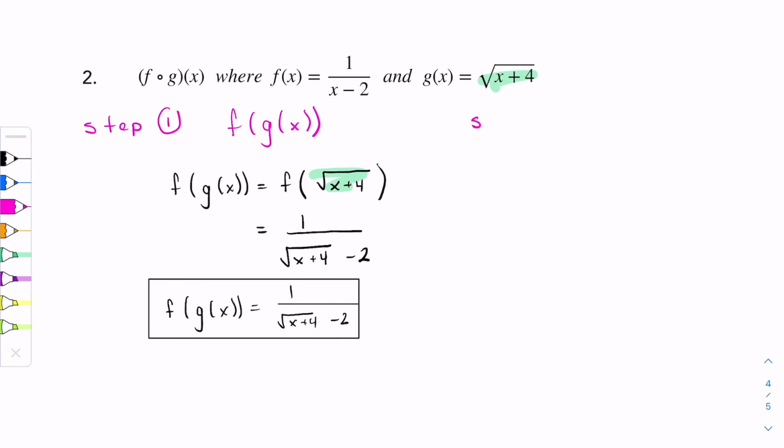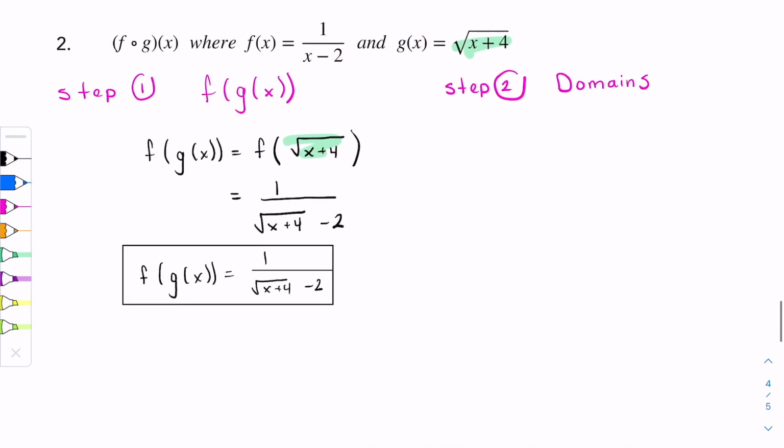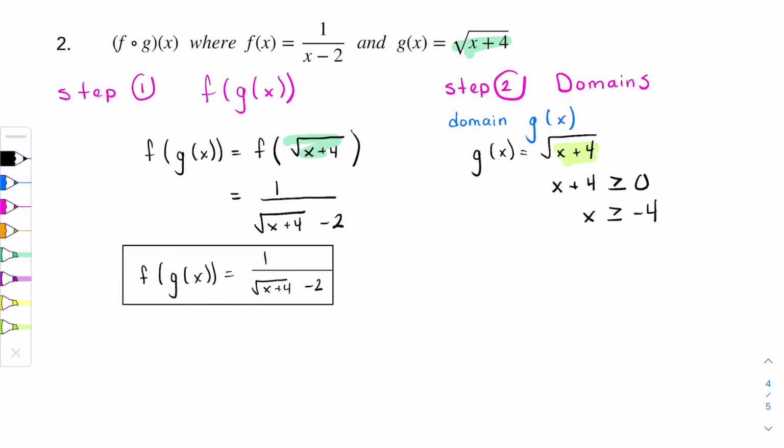Step 2 is to find the domains. The first domain is going to be of g of x, which is your inside function. g of x is equal to the square root of x plus 4. If you recall from previously, if you have a square root, whatever is under that square root sign cannot be a negative. We have to set an expression of x plus 4 greater than or equal to 0, so x has to be greater than or equal to negative 4.